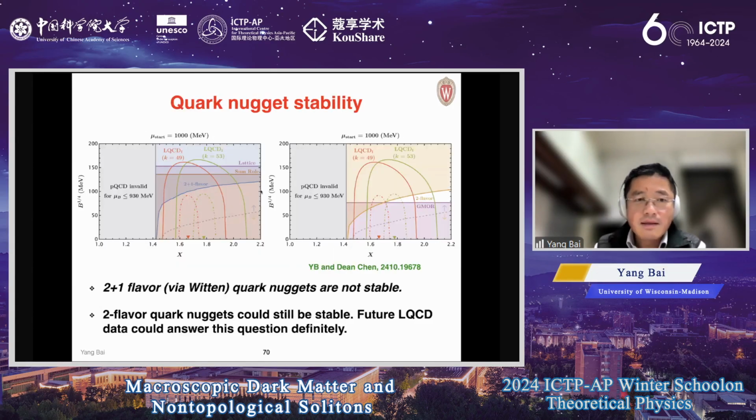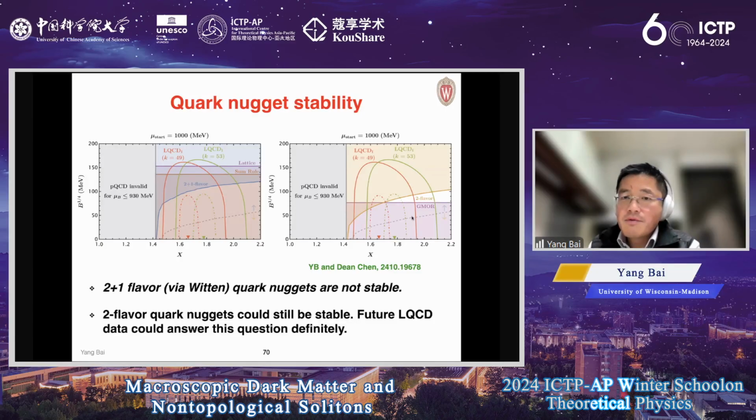Taking that, we can have the left panel and the right panel. The left panel is 2+1 flavor, which roughly speaking is trying to address Witten's paper about strange quark nuggets. You can see that there is a lower bound for the bag parameter, whether from the sum rule or lattice, and the bag parameter is above the stability line, which is the blue line. So given our analysis, given this interplay, we can more or less conclude that 2+1 flavor quark nuggets are not stable, from our recent analysis.